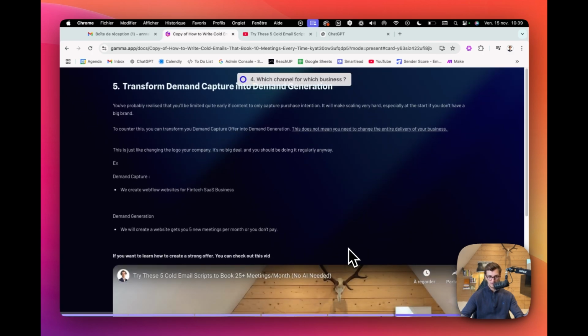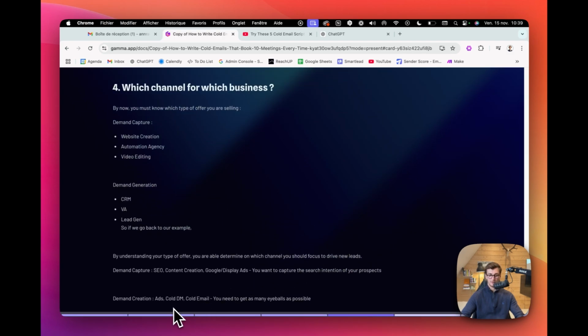And on the other hand, if you have demand creation, this would be advertising, cold DM, cold email, because your offer is so good. You just need to get as much traffic as possible to people to just see your offer and they're going to be buying. So you just need as many eyeballs as possible.